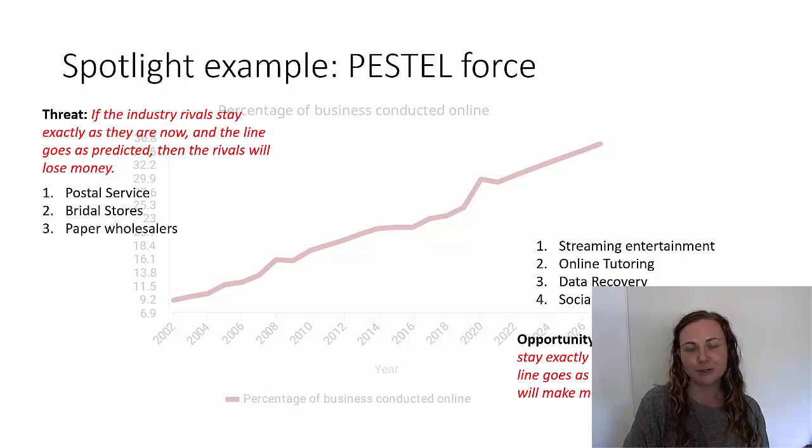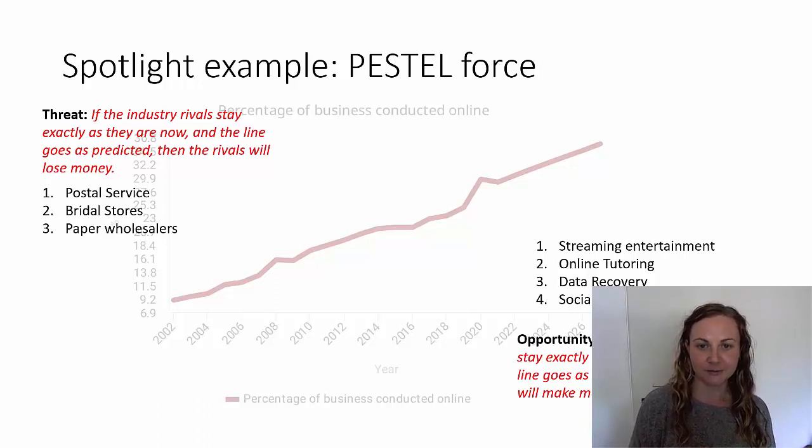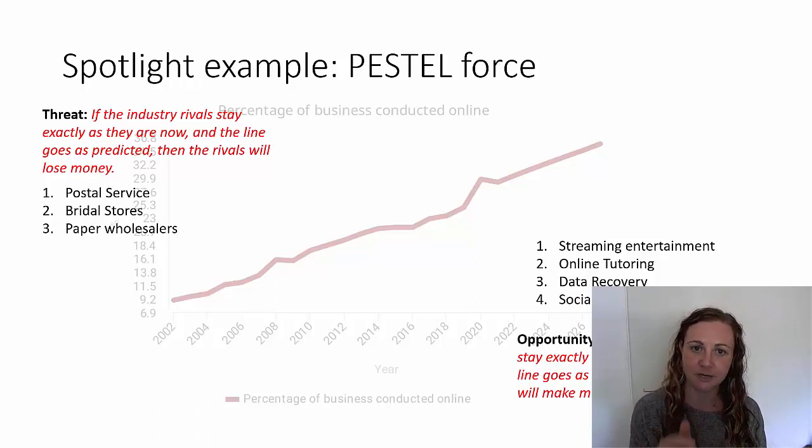Paper wholesalers, those of you who are fans of The Office, right? This line is the reason that firm was going out of business the entire time the show was on the air. It's this right here, right? The more we do business by email, the more we do business with DocuSign or DocuServe, and the less we mail paper back and forth, the less money paper wholesalers will make.